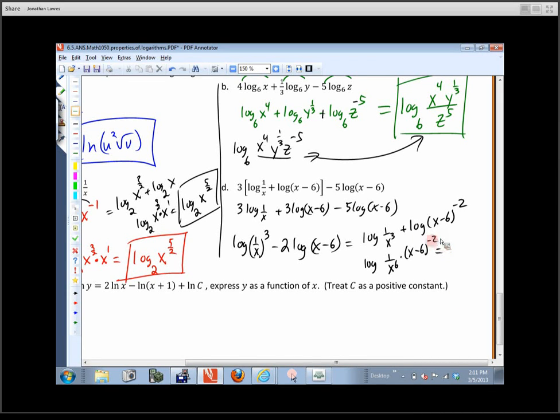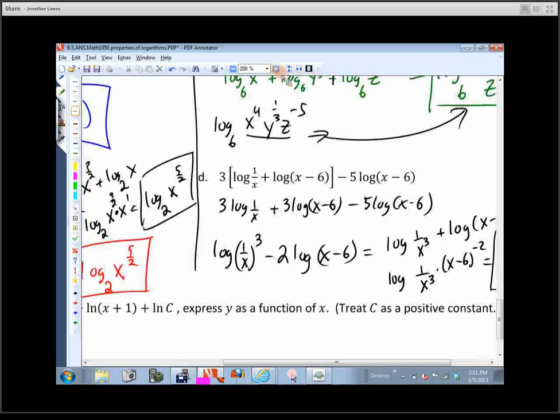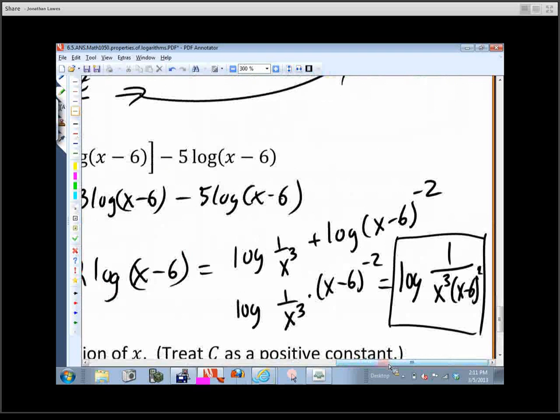Do we leave it this way? There's our single logarithm, but do we leave it that way? We're going to change the sign of that exponent by moving it down. So this is going to be the log of 1 over, whoops, that should be a 3. Sorry about that. Okay. x to the third, x minus 6 squared. And that right there is the answer. Does that look okay? Any questions?